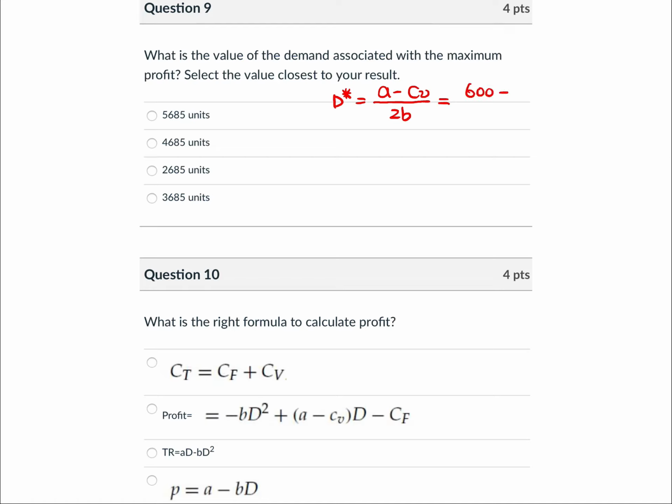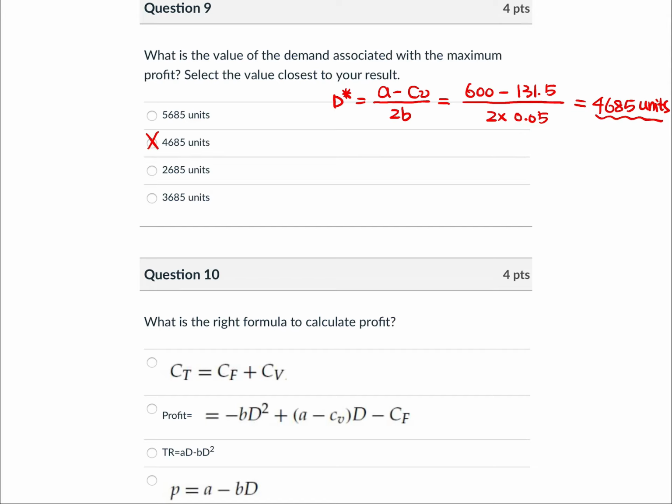So what is A? A is 600. CV is 131.5, right? And 2 times b is 0.1. What's this? This is 4,685 units. That's the optimal demand. That's the demand you want to reach to get your maximum profit. So this is the answer.